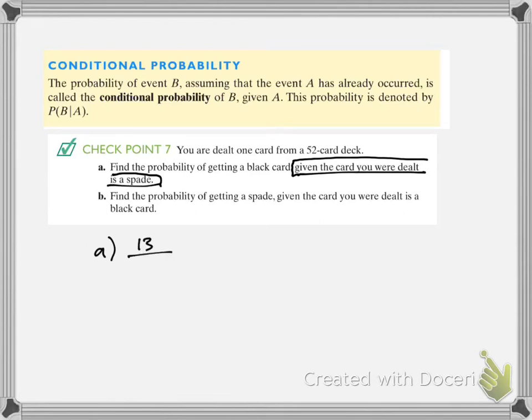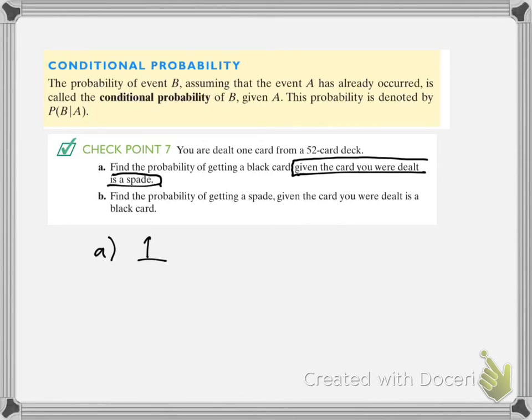Well, there's 13 black cards, and you know that you have a spade, so the probability is 1. So answer A is 1, because since you know you have a spade, so let's say I hand you the card, and you put it face down, you don't look at it, and I tell you, there's a spade, it's definitely a spade. Then I ask you, since you know it's a spade, what's the probability of getting a black card? You're like, well, of course it's a black card if it's a spade, because all spades are black.